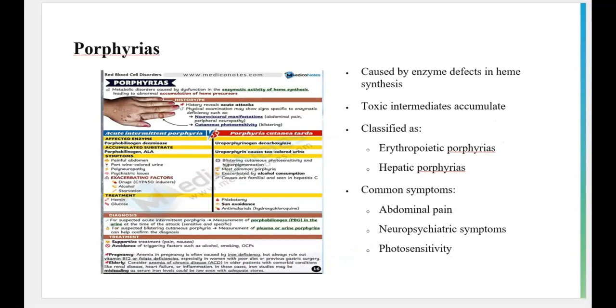Porphyria is caused by abnormality in the enzyme activity of the heme biosynthesis pathway. The clinical classification of porphyria includes erythropoietic porphyria, which primarily affects the bone marrow and is often associated with the erythroid precursor cells, and hepatic porphyria, which primarily affects the liver and commonly involves dysregulation of hepatic heme synthesis. This picture shows the signs and symptoms of porphyria and the treatment.